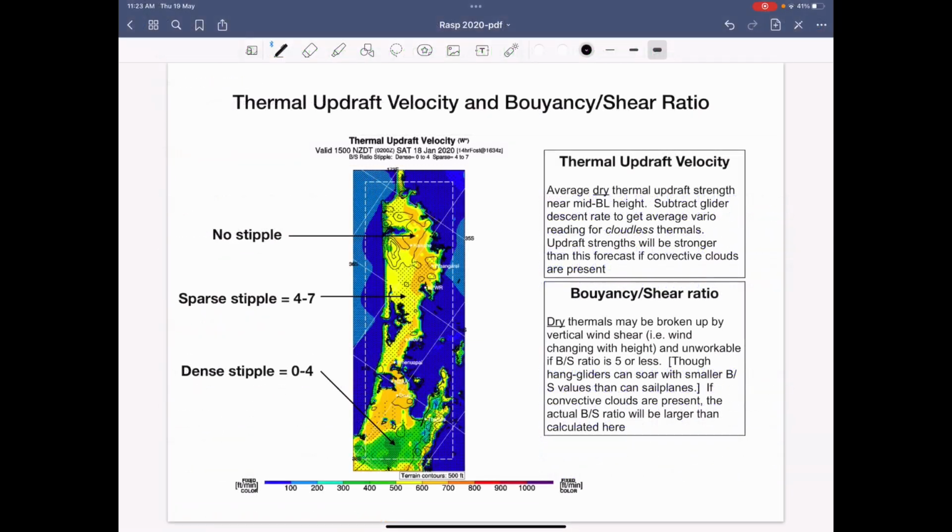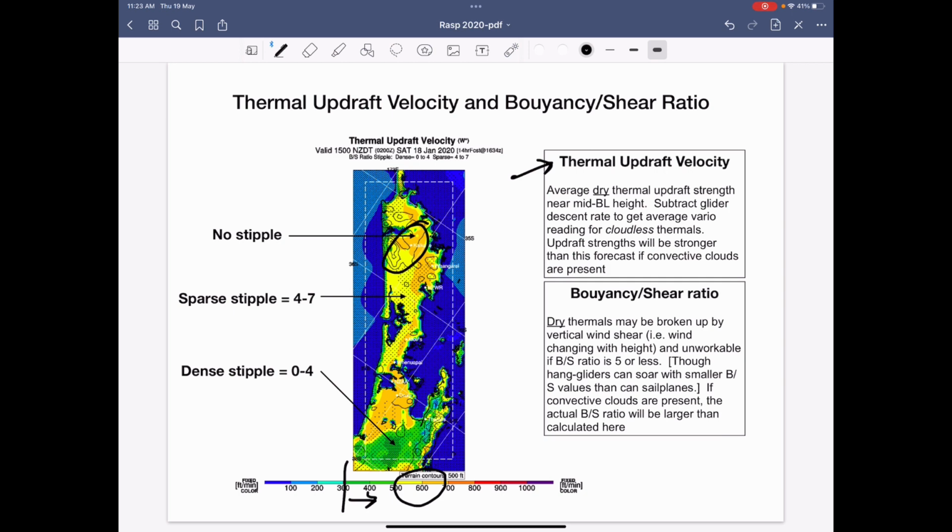There's two things I'm looking for here: thermal strength and how easy the thermals are going to be to work. So with the thermal updraft velocity, that's depicted by the colours on the map, and you can see, for example, here we have orange and yellow. If we look down at the key on the bottom here, orange and yellow, that's sort of 500 to 700 feet per minute, which is good lift. I would probably go flying in anything over sort of 300.